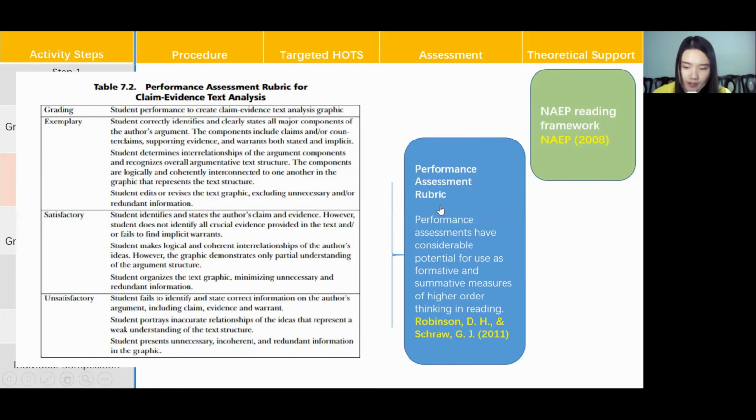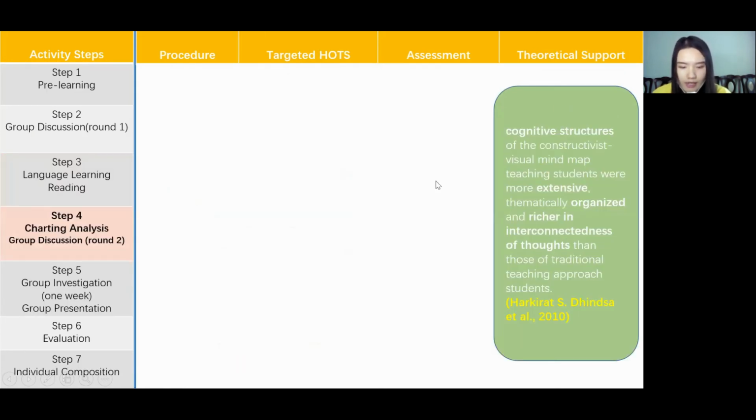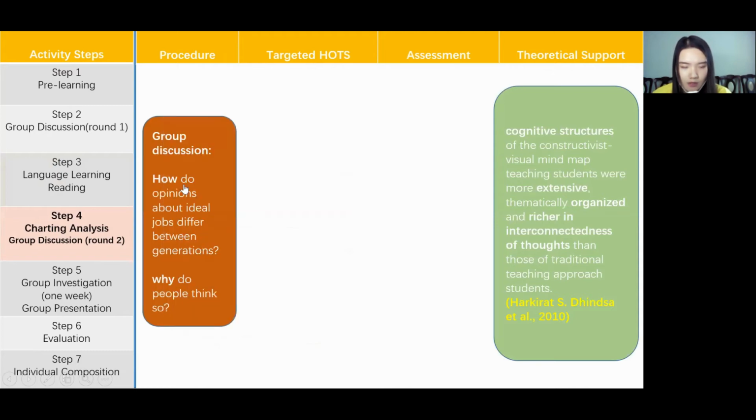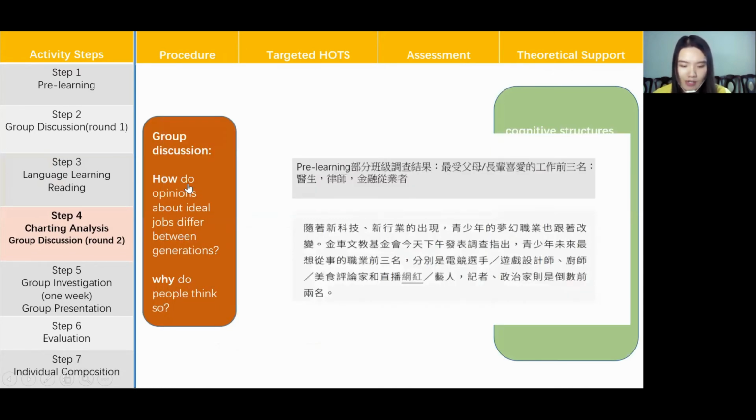Here we give an example of a possible rubric. Okay, so the next part is to provoke students' deep inquiry into people's opinions about jobs. Teachers firstly present students the results of their survey in their pre-learning and the latest survey results about how teenagers think of their ideal jobs. So students in groups discuss how opinions differ between generations and why people think so.